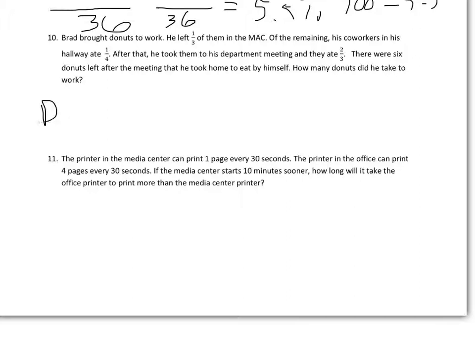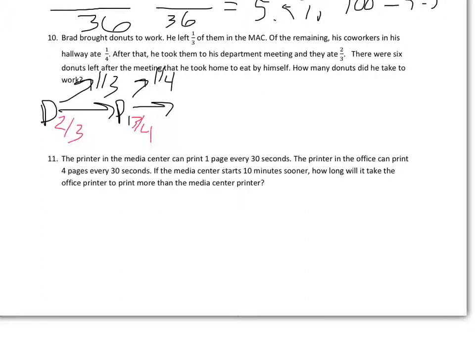So we had some donuts, and then took them to work, and a third of them went away. So if a third of them went away, 2/3 of them stayed. Now, after that, there were less donuts, so I'll call it D sub 1. So I gave 1/4 of them away, meaning that I didn't give 3/4 of them away. After that, went to my department meeting. So there's less donuts here, D2, after the 1/4 went away. After that, took them to the department meeting, and they ate 2/3. So 2/3 of the donuts went away. Of course, that means that 1/3 remained.